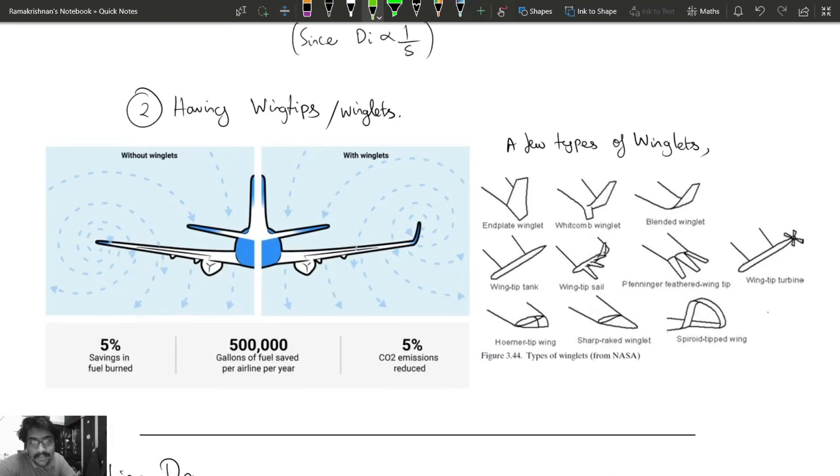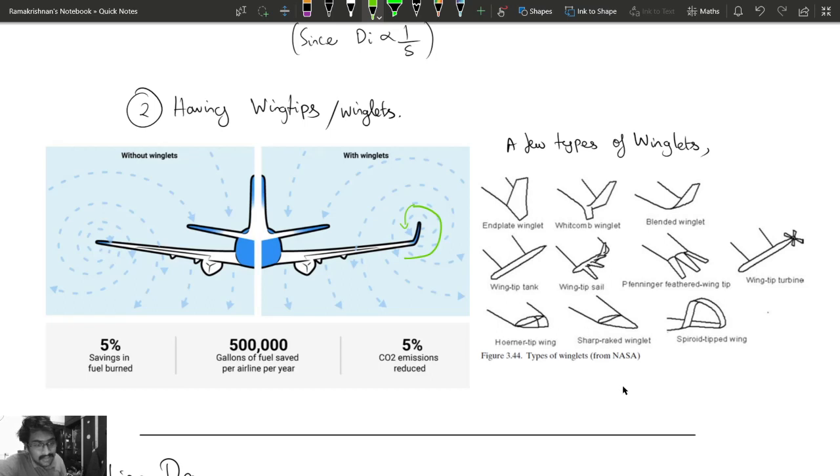And people also use a trick of having winglets at the end of the wing, because these winglets tend to reduce this drag. They don't easily allow the flow at the bottom to come to the top, because now the flow has to go over a much larger distance, and it is fairly reduced. And these are the types of winglets.